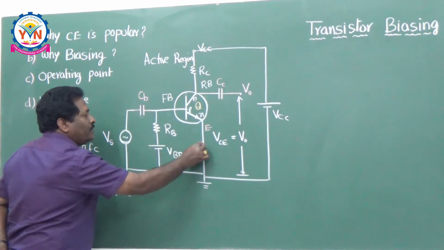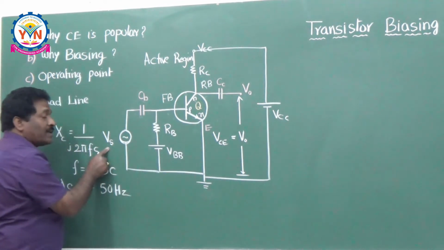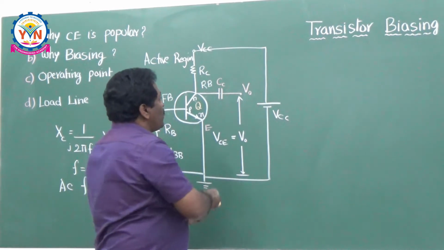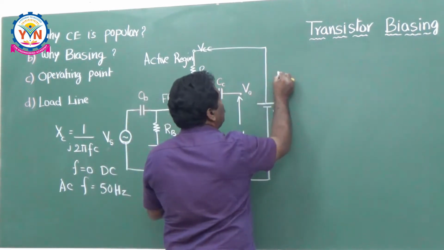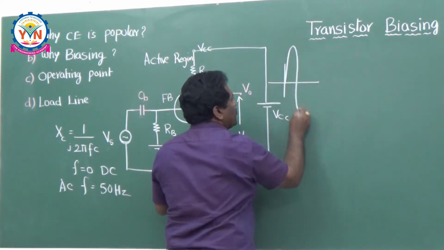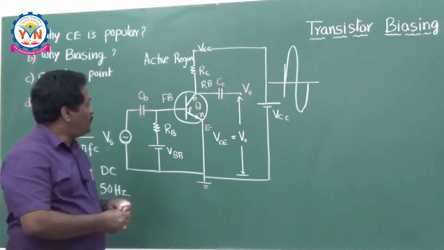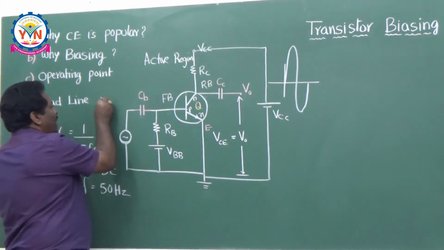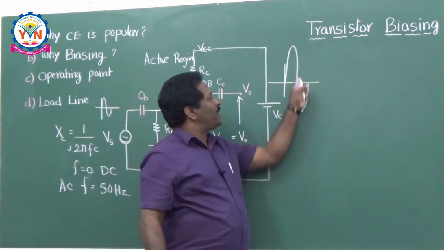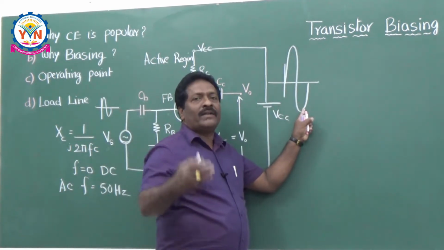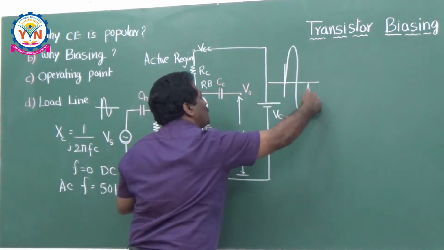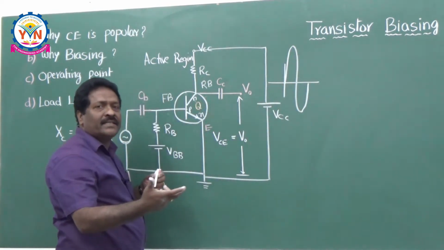That means between the base and emitter you are giving the signal Vs, and you are taking the output at the collector. So whenever you are taking it at the collector, the output will be maximum, with the same shape. The input has a low magnitude, whereas the output has an enormous, high magnitude. So whenever the signal goes from input to output, the signal magnitude is much more. That means it is enhancing the signal strength.